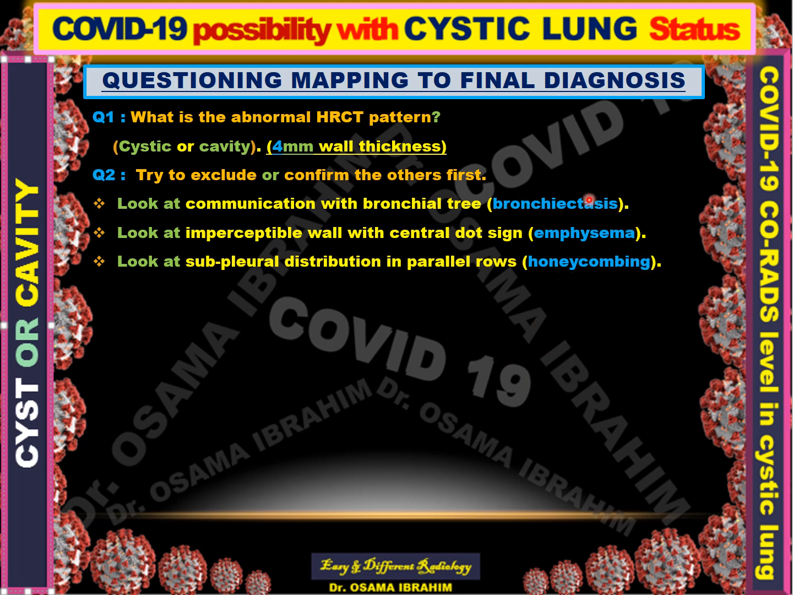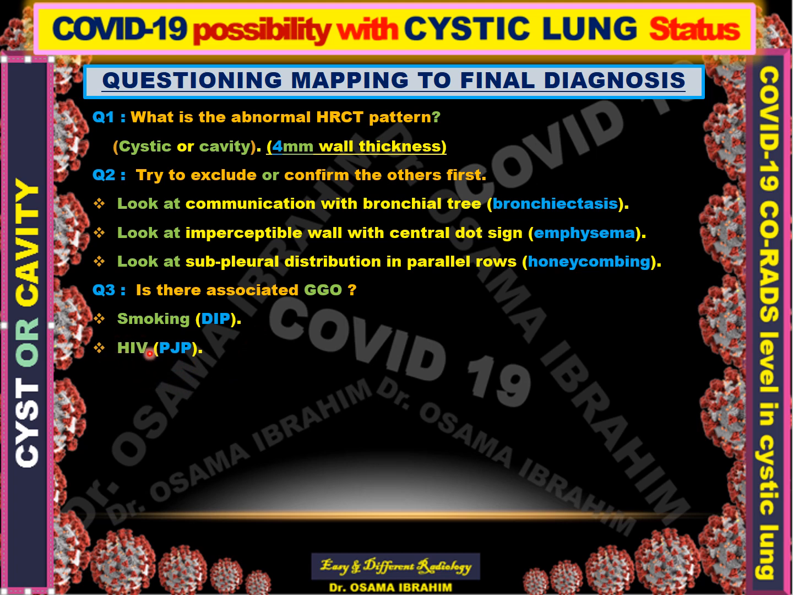Now I exclude three differential diagnoses from the cystic patterns: bronchiectasis, centrilobular emphysema, and honeycombing, from the distribution, the central dot signs, or the communication with the bronchial tree. Second, I check the other parenchyma on both sides for ground glass opacity. If there is ground glass opacity, this is one of the real situations. I look for smoking history of the patient through the previous films or through the history, to identify desquamative interstitial pneumonia or DIP.